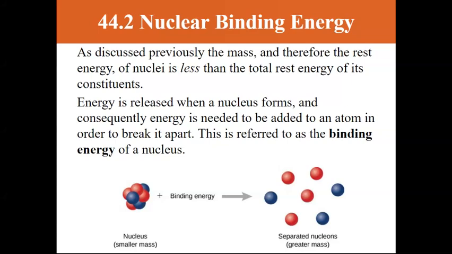Today we will be talking about nuclear binding energy and nuclear models. As we've seen with the carbon-12 atom, the mass of the nucleus is less than the mass of 6 protons and 6 neutrons. Seen in terms of rest energy, which is proportional to the mass, the total energy of the carbon nucleus is less than the total energy of the separate components.